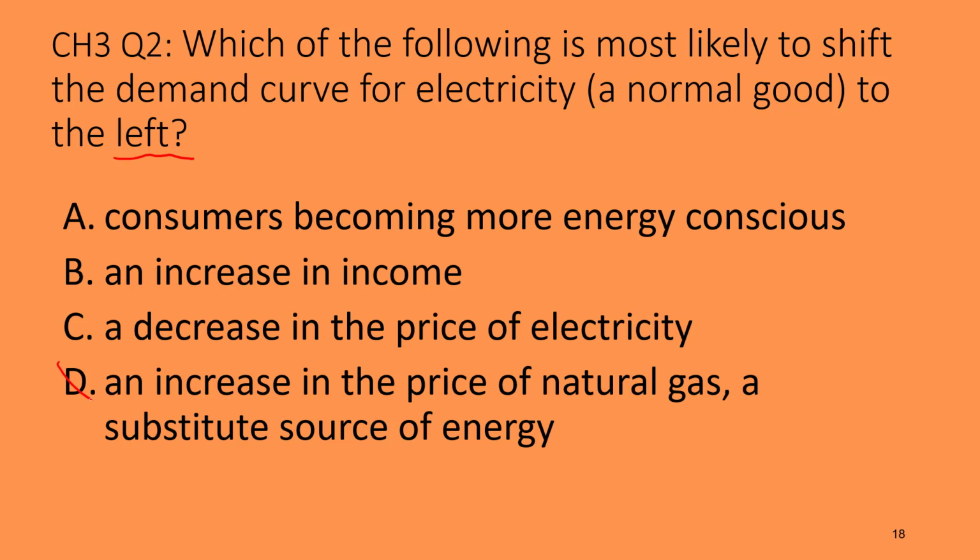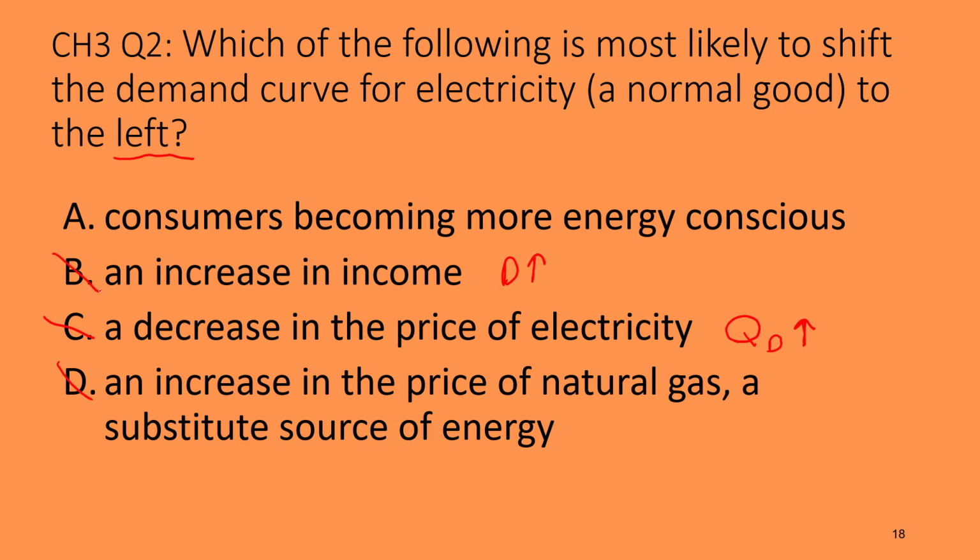Let's take a look at C, a decrease in the price of electricity. Well, a decrease in the price of electricity will cause people to want to use electricity more, but that's not a change in demand because it's the current price of electricity that's changing. So that would be an increase in the quantity demanded for electricity. I'm asking you which one is causing the demand for electricity to decrease, so it is not C. An increase in income, well, if people have more money, then their demand for normal goods tends to go up. So again, this is going to cause demand to go up. I'm asking you which one makes demand go down, so we know it's not B.